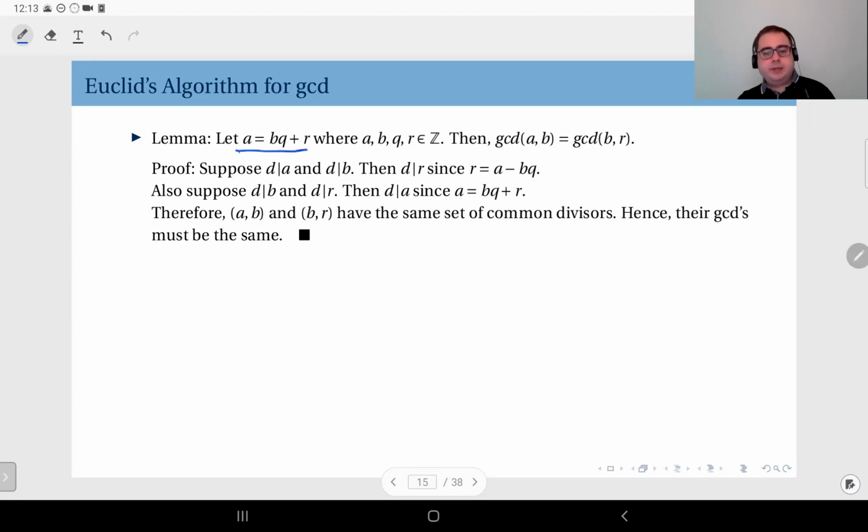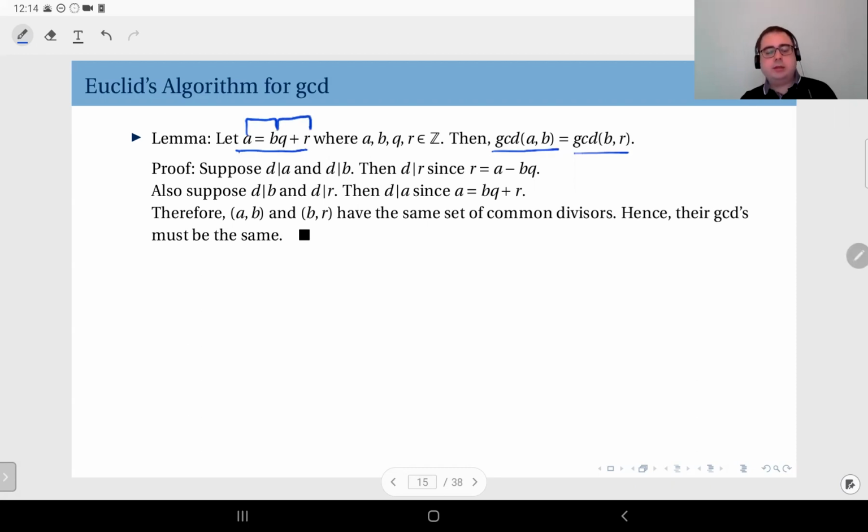Let the number A be equal to B times Q plus R, where the numbers A, B, Q, and R are all integers. In this case, the GCD of A and B and the GCD of B and R are equal. Okay, so we are after the GCD of A and B. And if you can find an expression in this form, A equals BQ plus R, which is simply the same formulation with division. Well, R here is not restricted, as you see, but obviously we can use division to obtain such an expression.